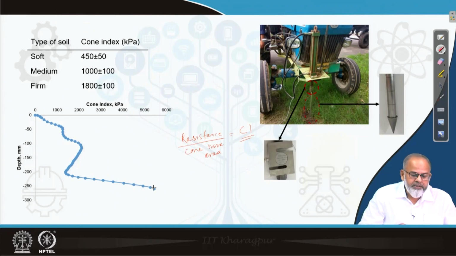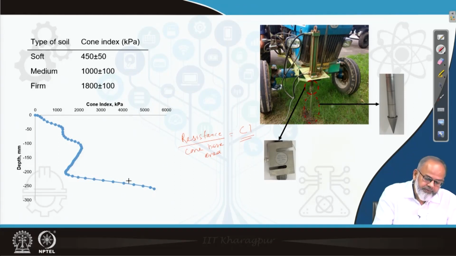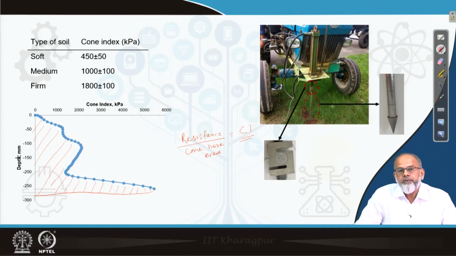If you get a plot like this, how do you find the average cone index? The average cone index will be the area bounded by this curve. So we draw a horizontal line, then what is the area which is included? That can be calculated with the help of a graph sheet. Then you divide by depth, and that will give you the average cone index.